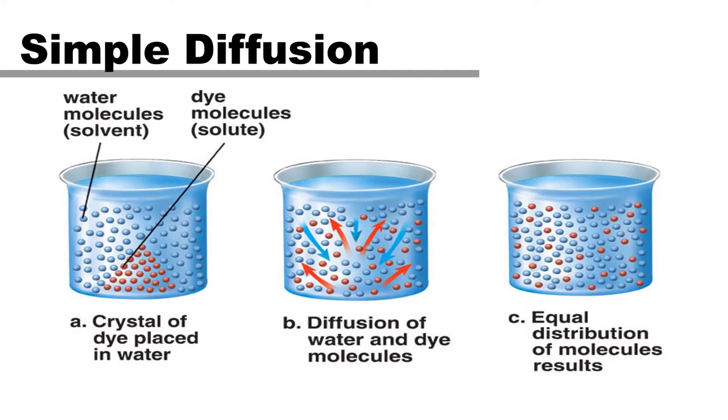Simple diffusion involves diffusion of solute directly through the phospholipid bilayer to move across a plasma membrane. Examples of solutes or molecules that can pass through the plasma membrane are lipid-soluble molecules, oxygen and carbon dioxide.